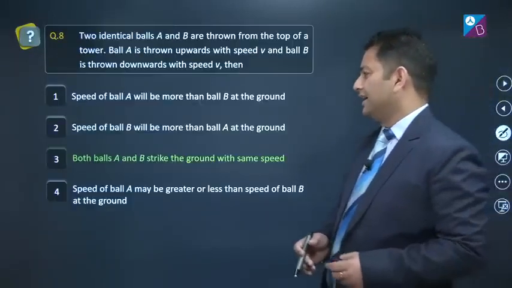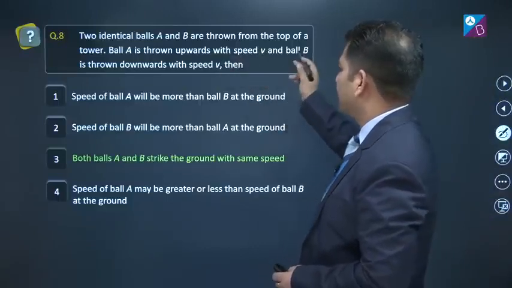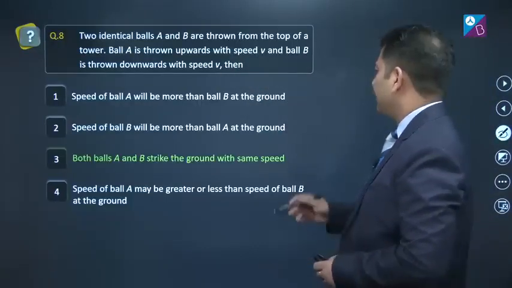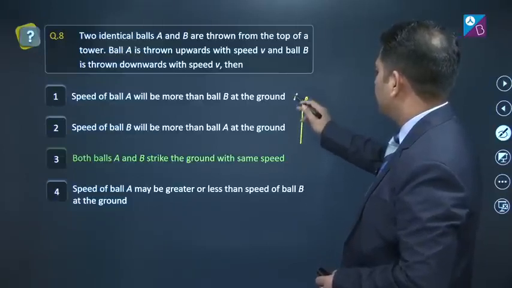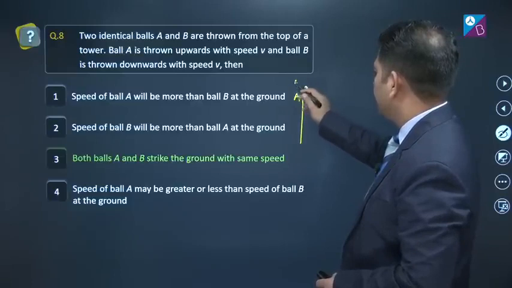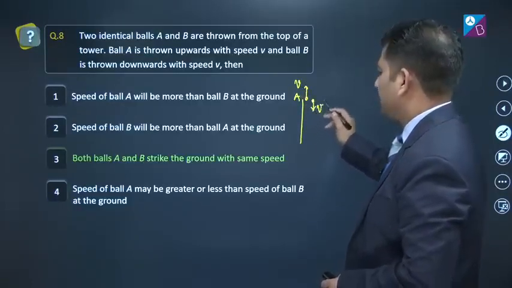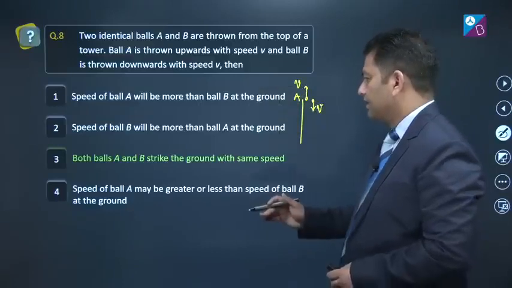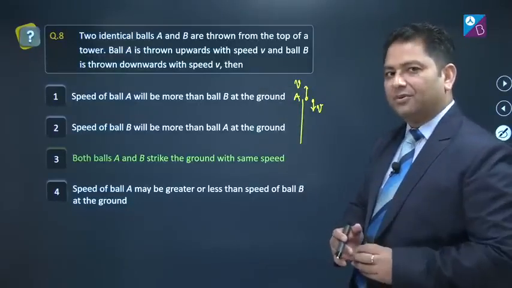Let's go to question number 8. Two identical balls A and B are thrown from the top of a tower. Okay, this is quite interesting. Say, ball A is thrown upward with a speed v and ball B is thrown downward with a speed v. And we have to comment about the speed of the ball by the time they reach the ground.